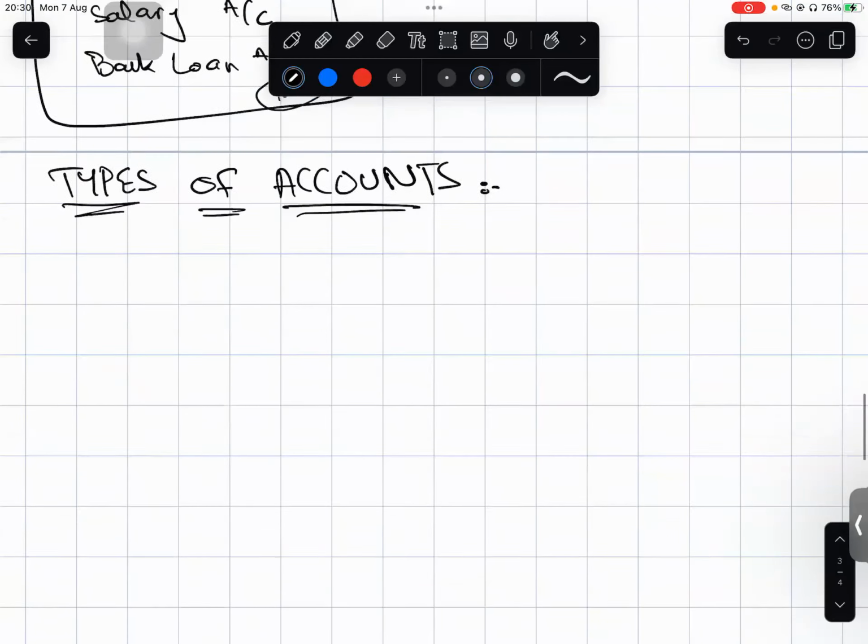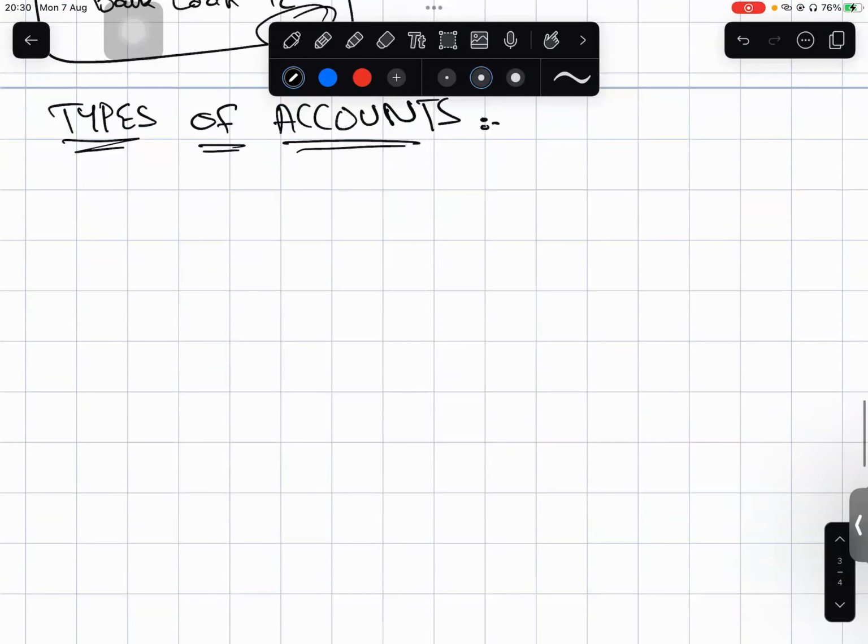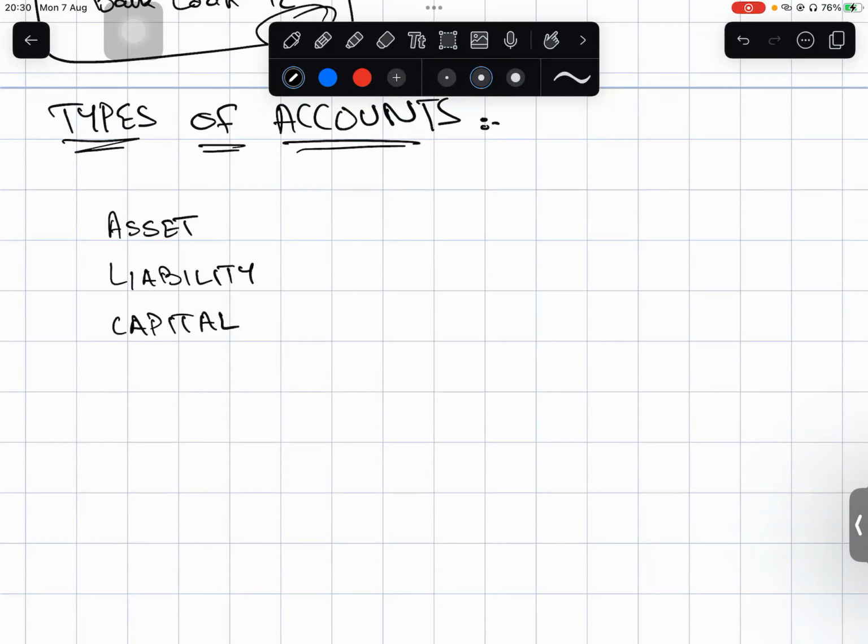The type of accounts. Let's get to the type of accounts. So there are 5 types of accounts in accounting. The first one is your asset account. Then you have your liability accounts. Then you have capital accounts. After that, you have got income accounts, and then you have expense accounts.